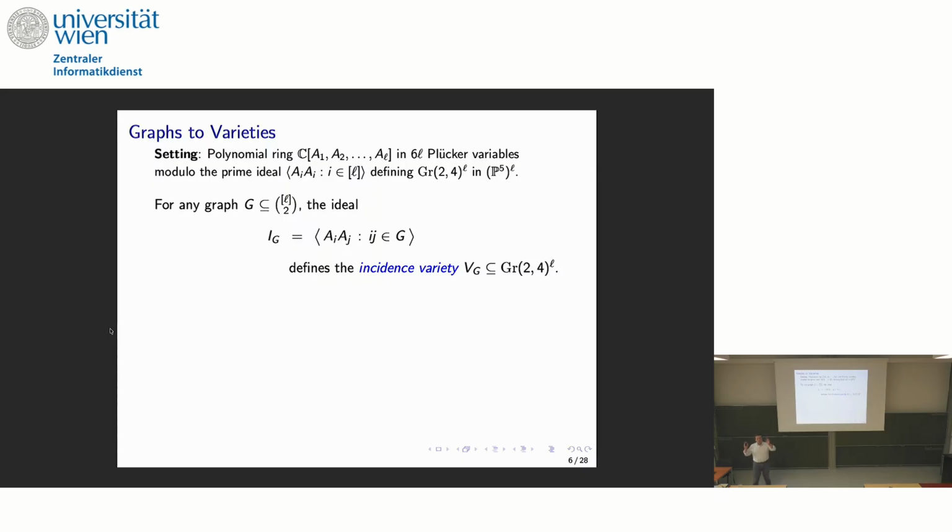So now you see G is a graph. So you're fixing a graph on L vertices. So this is an undirected simple graph. So I simply represent it by the edges. Right? So these are undirected pairs. So I tell you for each pair ij if the lines are supposed to meet. And then I look at the ideal generated by my quadratic equations A_ij whenever ij is an edge in the graph.